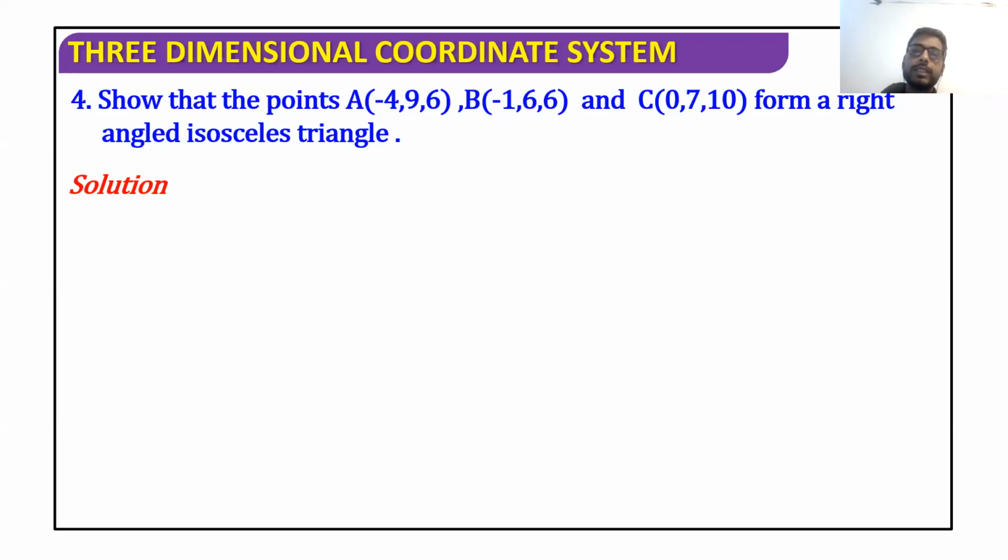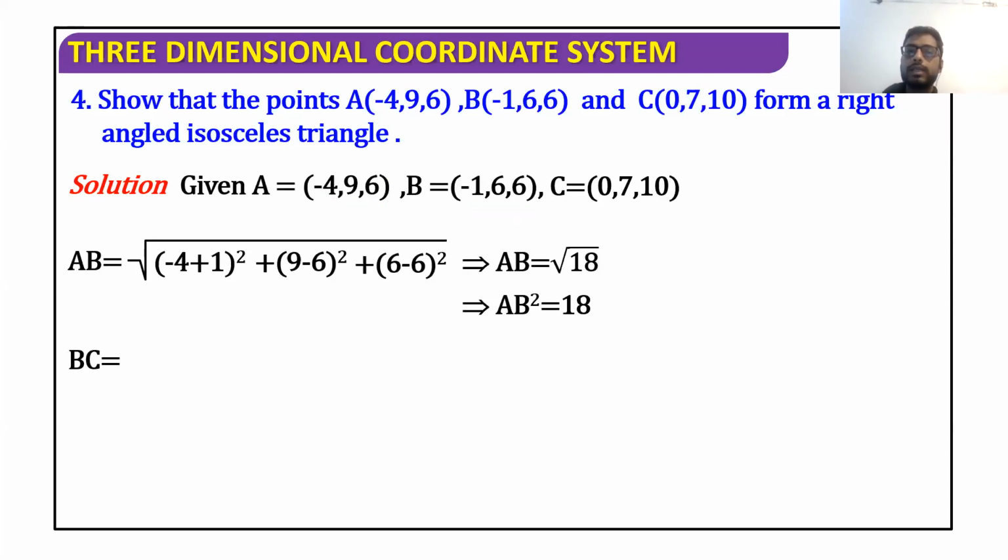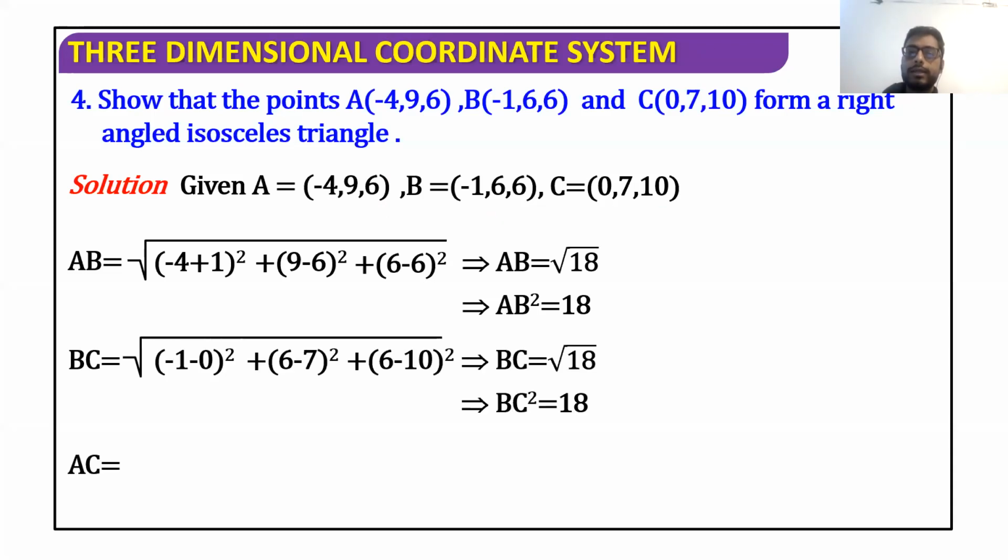So again, I'll do the same thing. I'll first find AB, I'll then find BC, and then I'll find AC. I'll find the relation between AB, BC, and AC. And if 2 sides are same, I can say that it's an isosceles. So using distance formula, I'm going to find AB, BC, and AC. I can see that values of AB and BC are under root 18. So obviously AB and BC are my 2 equal sides, therefore it's isosceles triangle.